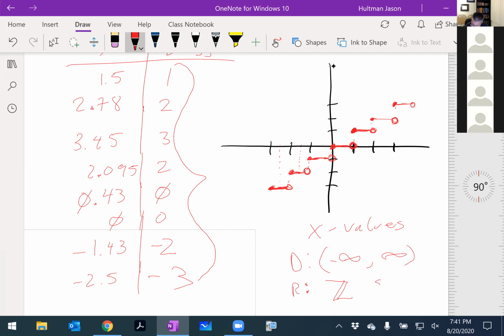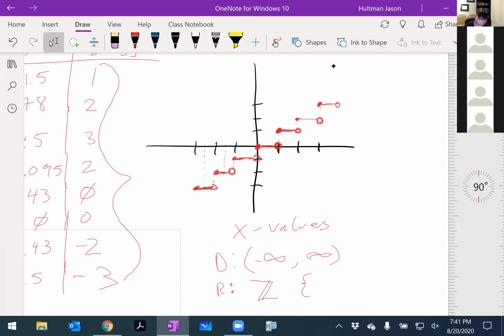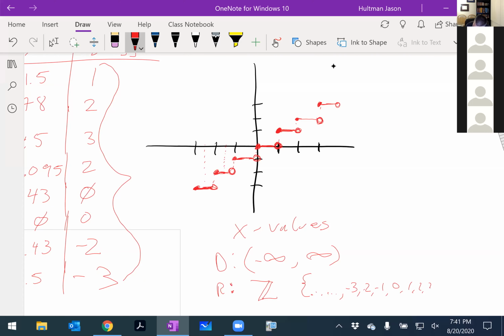If you wanted to use the set notation, you could just list them out. Oh my gosh, my braces are not working. Come on, brace yourself for the comedic stylings of Professor Holtman. Okay, so this is -3, -2, -1, 0, 1, 2, 3, and then it just goes on forever. That's what those dots are there for. It goes on forever.